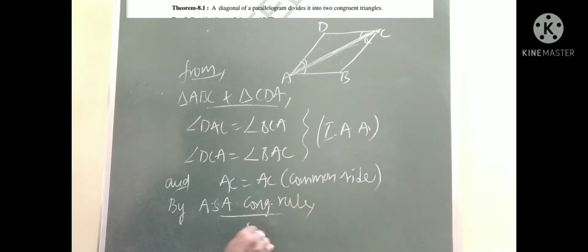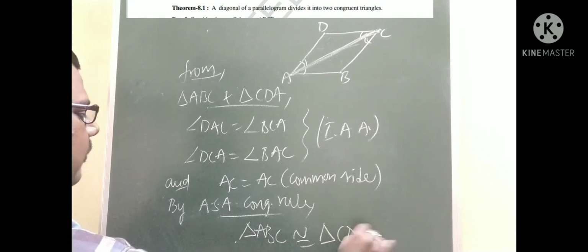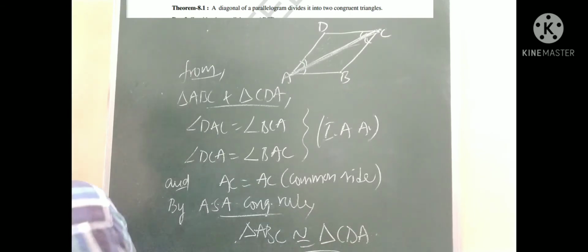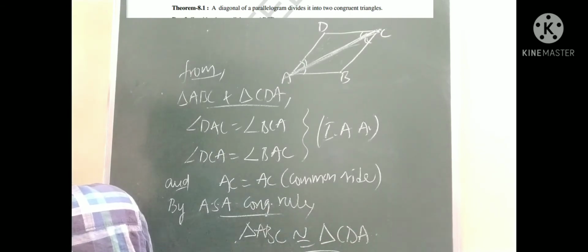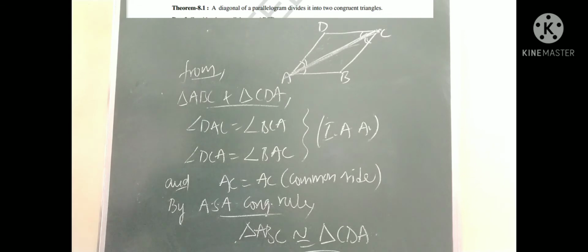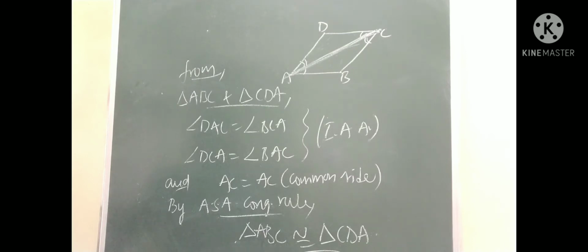rule, triangle ABC will be congruent to triangle CDA. So we have proved that point: a diagonal of a parallelogram divides it into two congruent triangles. Clear? So now let's move on to the next one.